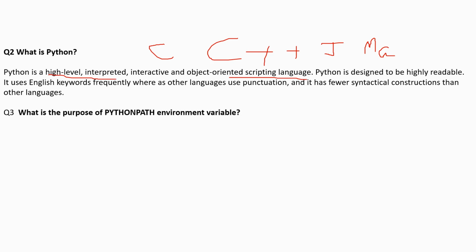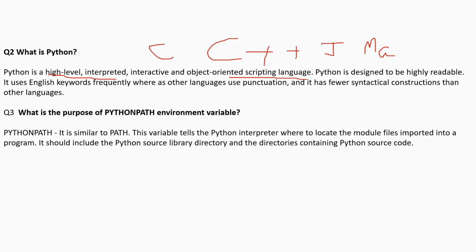Okay, so what is the purpose of the PYTHONPATH environment variable? PYTHONPATH is similar to PATH. This variable tells the Python interpreter where to locate the module files imported into a program. It should include the Python source library directory and directories containing Python source code. So what it says exactly is that in any program that you write in Python, at the first line you mention which directory or which library you want to include, and according to that library you have to write the command to execute.